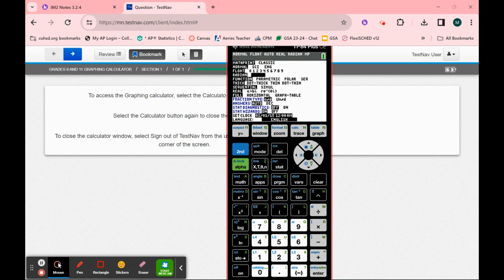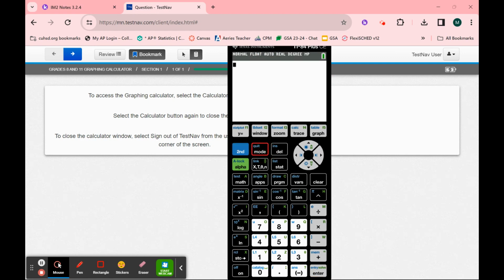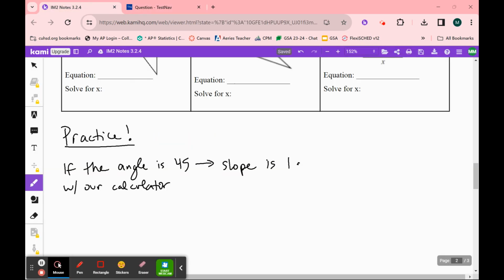I pressed mode and then I'm selecting degree and I'm pressing enter. And then quit that page so that you're back in the beginning. Anytime you press tan, you're asking for the slope ratio for a specific angle. So I'm going to do tan of 45 and it equals 1.